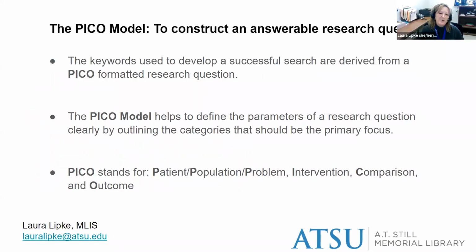But first, we need to construct an answerable research question. And generally that's done with the PICO model. So most of the time when people come to Adrian or I with a research question, it's very complex. It has a lot of elements. What the PICO model does is it helps you to break down to the very basics. What are the keywords or the key elements of that research question that we really need to focus on?